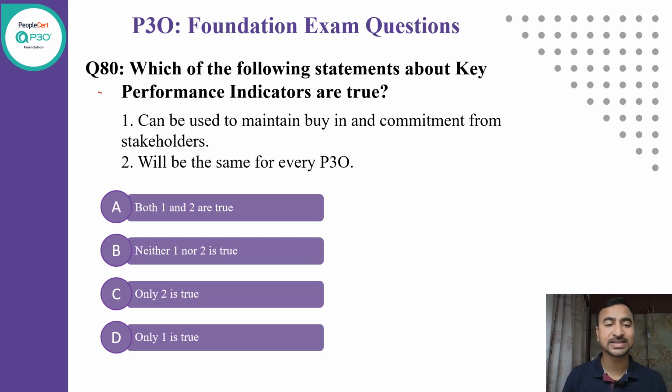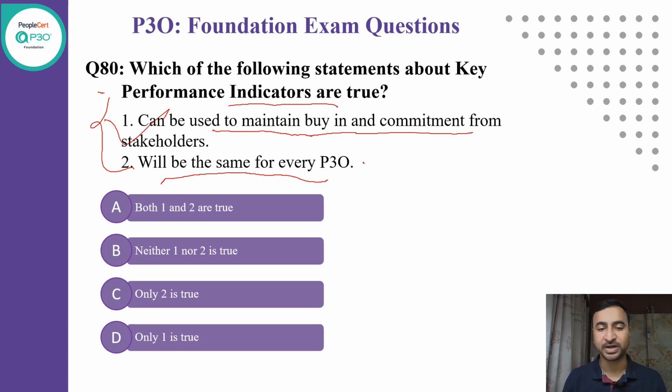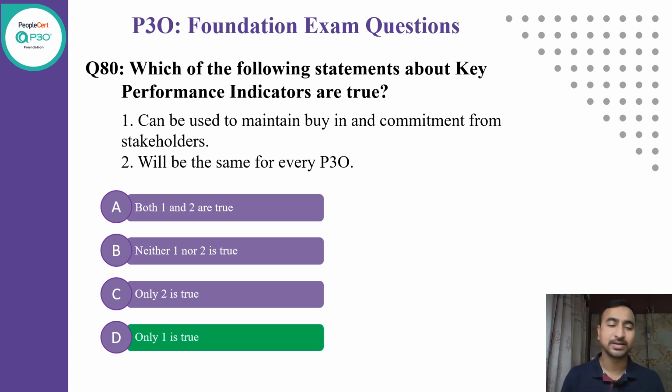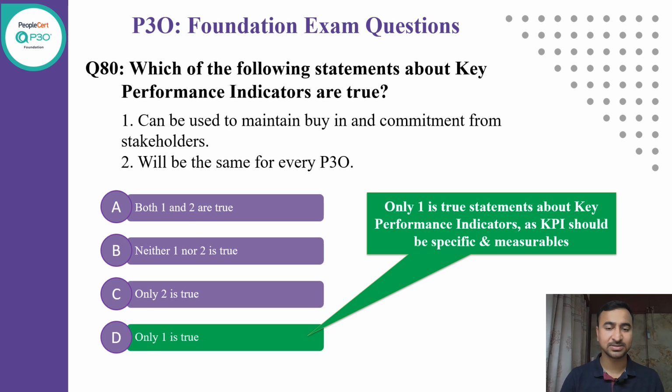Question number 18 says which of the following statements about key performance indicators are true? Can be used to maintain buy-in of commitment from the stakeholders, or will be the same for every P3O? This is an either-or kind of question. I believe only one is correct. The second is not correct, because it should always be customizable based on the organization. So D would be the correct answer. Yes, D seems to be the correct answer.